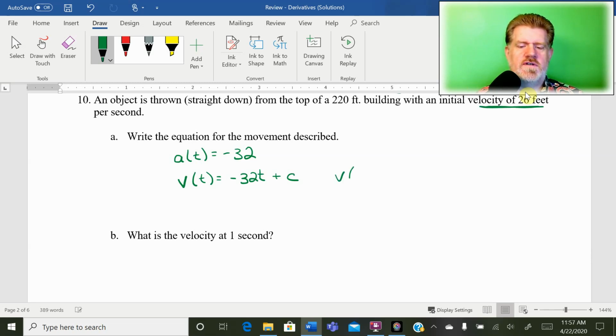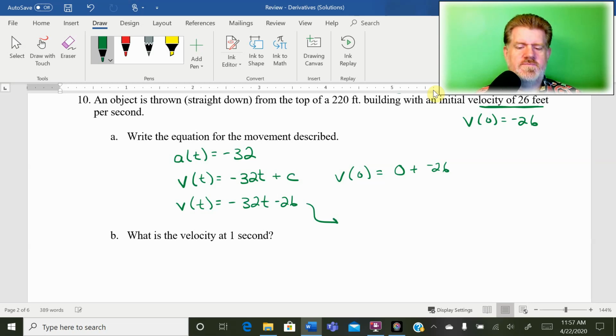Because v of 0 would equal 0 times 32, 0 plus 26. Now be careful. It's being thrown down. So since we used negative for acceleration because it's pulling down, we should say that the initial velocity is negative 26. So this should be negative 26. So our velocity is negative 32t minus 26.